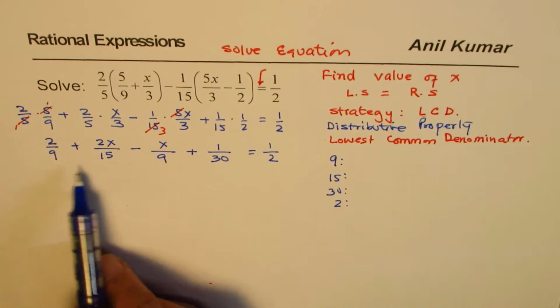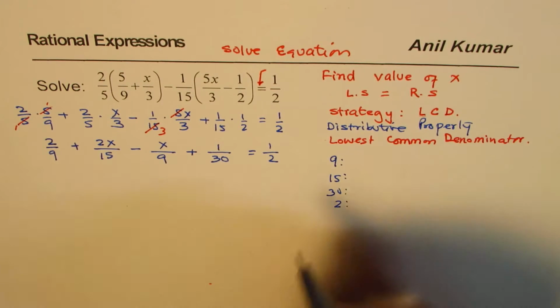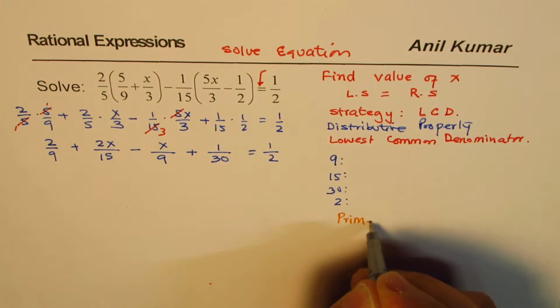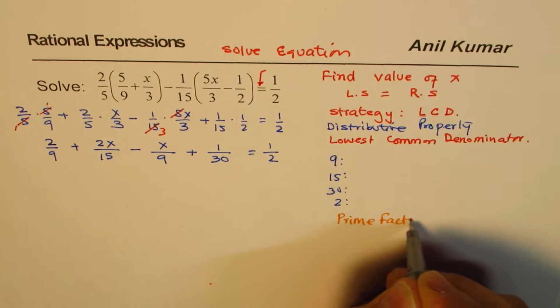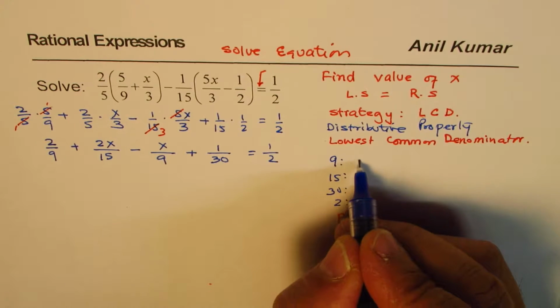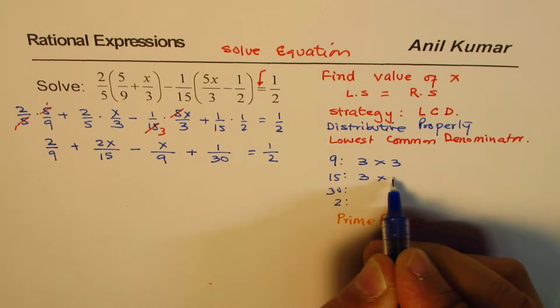Now these are different denominators in our equation. Now the strategy to find the lowest common denominator is to write their prime factors, right? So what we do at this stage is we write their prime factors. Let me write down here, prime factors. Now prime factors for 9 are 3 times 3, correct? For 15, it is 3 times 5.